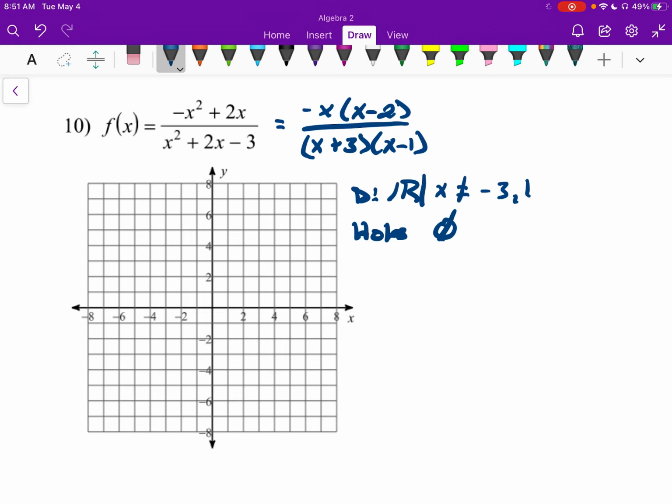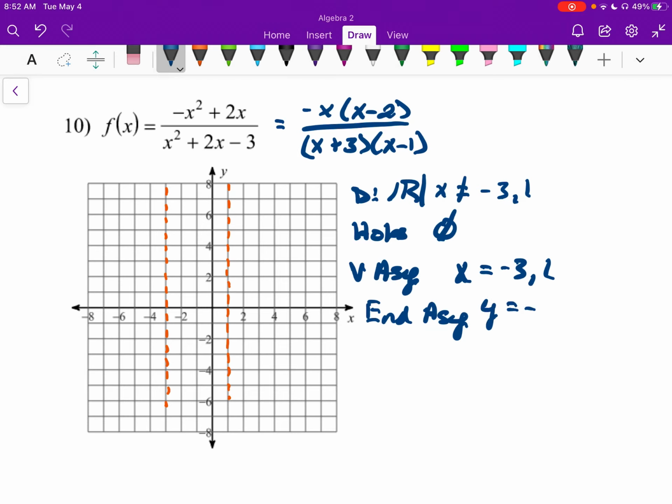I don't have any holes. I'll have a vertical asymptote at x equals -3 and at x equals 1, and I'm just going to go ahead and graph them. All right, end asymptote. We're going to have one of those at y equals -1, and then my x-intercept at 0 and 2.